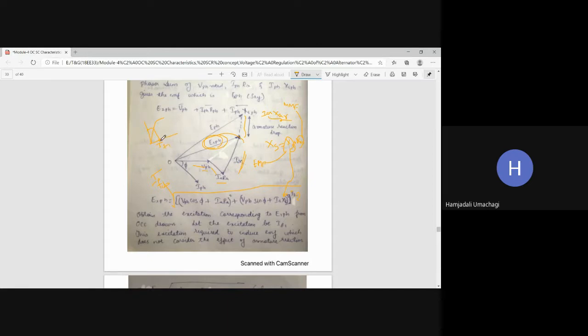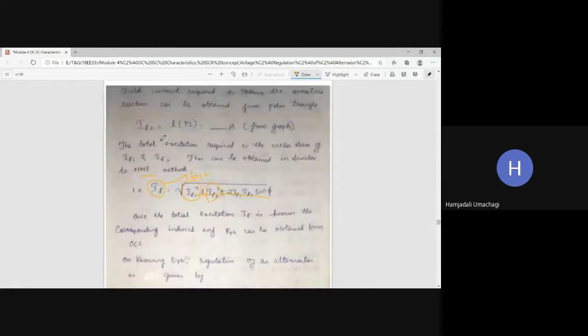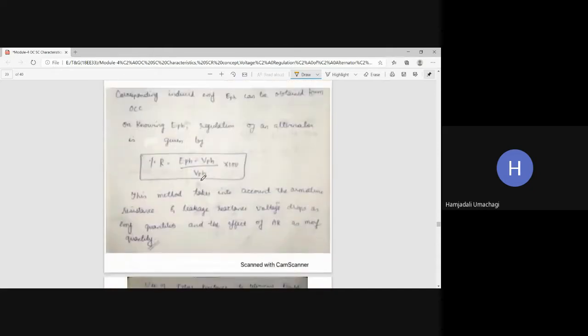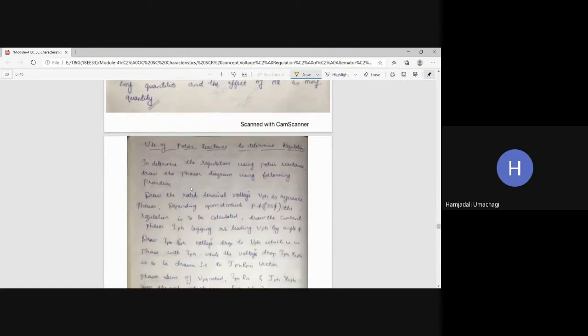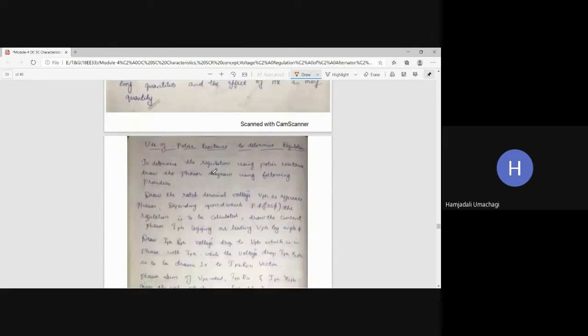And now read what this IF1 value is. This IF1 value, you have to substitute in this formula. And IF2, you will get from the Potier triangle. Once you know IF1 and IF2, substitute and get the IF value, and corresponding to this IF value, calculate what E phase is. To get that E phase value, once again you should refer to the OCC graph only. Anyhow, V phase will be given to you. So this is how you calculate the regulation at the end using the formula: regulation is equal to E phase minus V phase divided by V phase into 100. Is it clear to all of you?